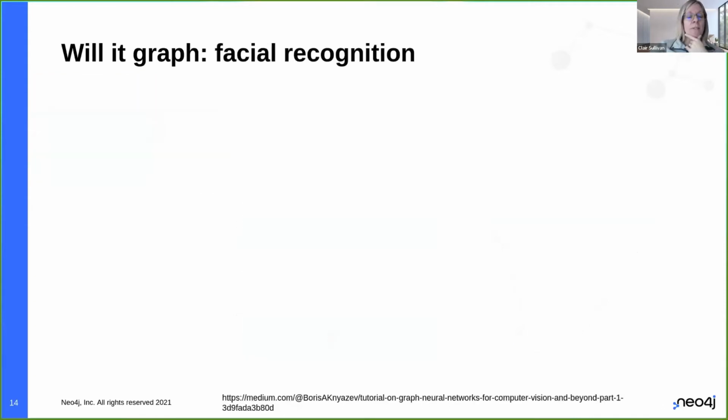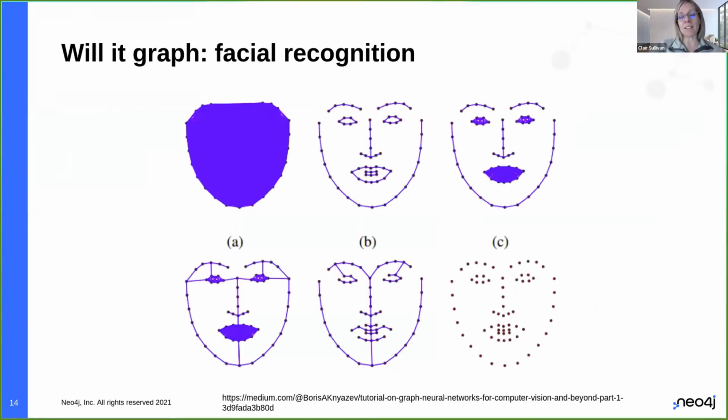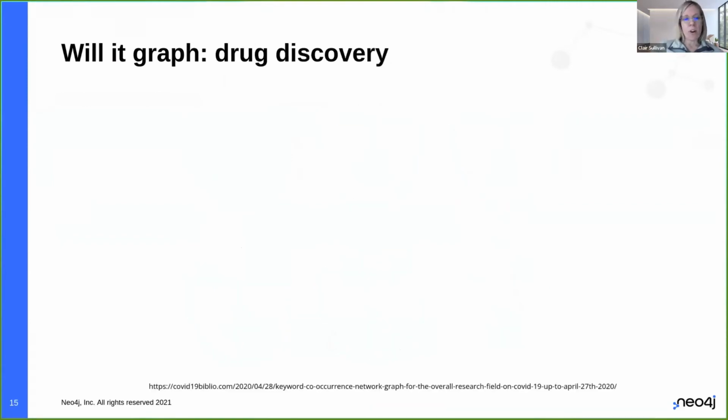Let's look at another one. Facial recognition. Will it graph? Well, probably you're going to figure out the trend here. The answer is yes, it will. There is a relationship between each of those geographic landmarks across my face, and that relationship can be represented as a graph. Drug discovery, of course it can graph.